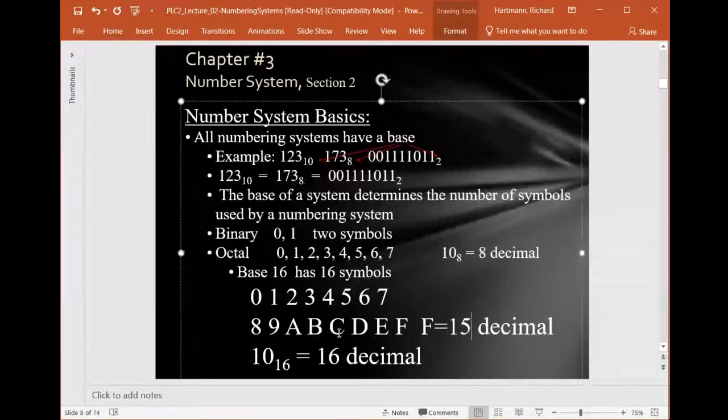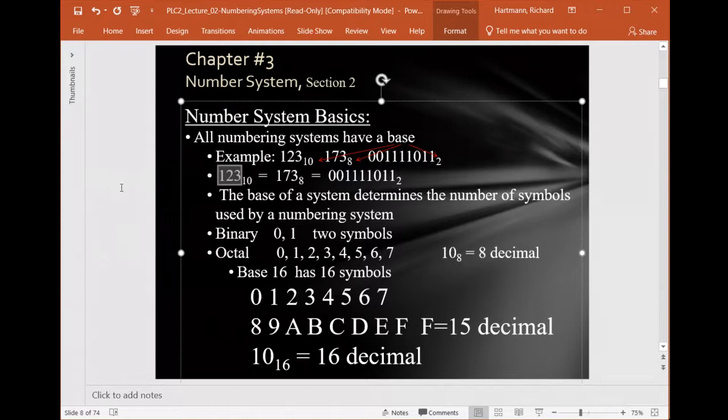Before we go into converting, the question becomes, since we use the decimal numbering system and computers use nothing but binary, why do we mess with something like octal or hexadecimal? Well, the reason is that if I wanted the number 173 base 8, that is equal to 123 base 10. I should have started there. So 123 base 10.